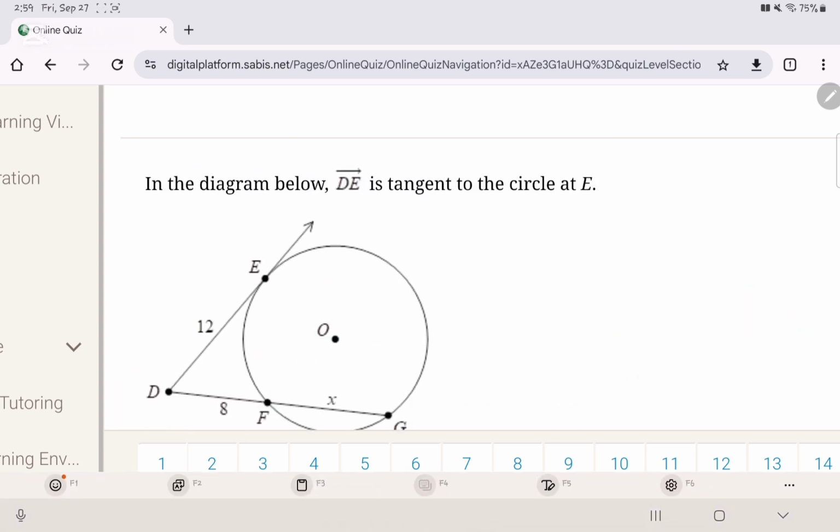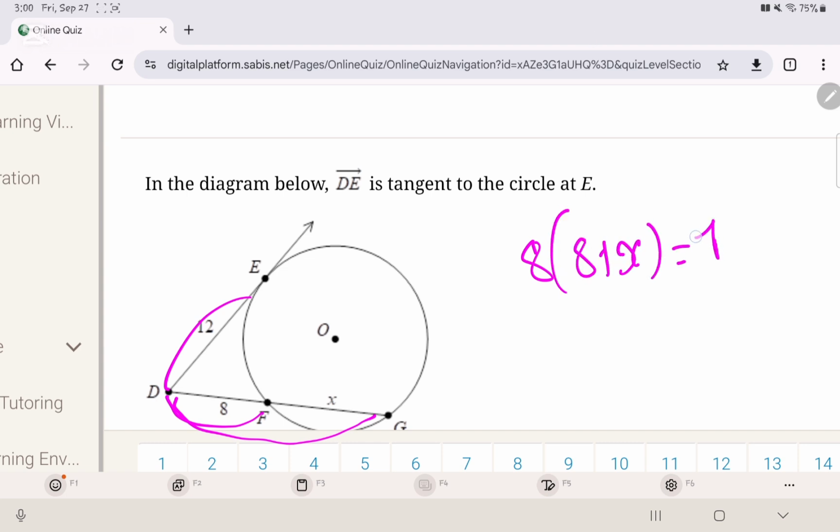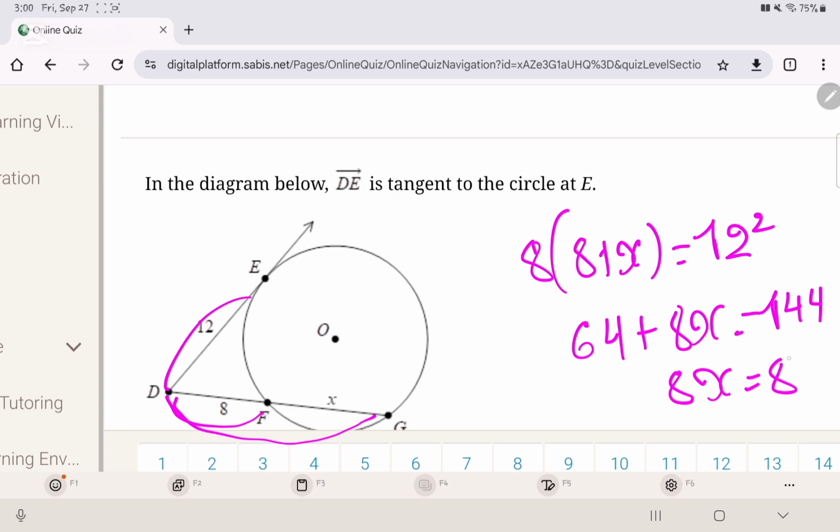Again, I will repeat, we have a secant and a tangent. So we're going to do 8 times 8 plus x is equal to 12 squared. And so we got 64 plus 8x is equal to 144. So 8x is equal to 80. So then x is equal to 10.